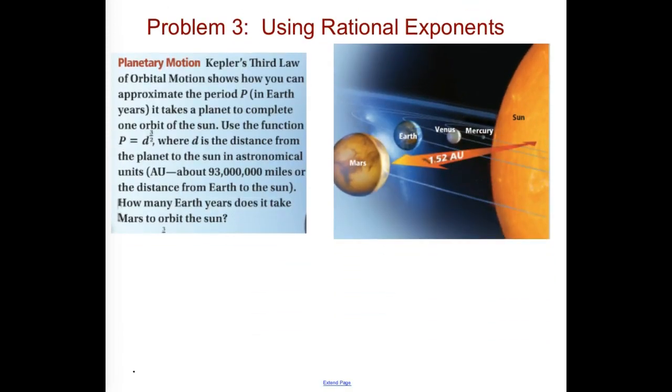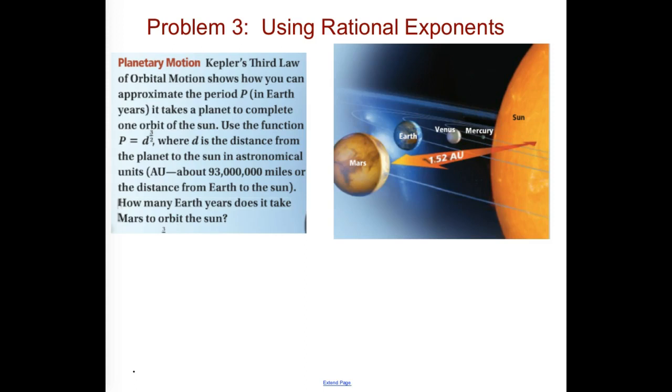Next question. It says, Kepler's third law of orbital motion shows how you can approximate the period p in Earth years that it takes a planet to complete 1 orbit around the sun. Use the function p equals d to the 3 halves. I know that's blurry on your paper, so rewrite it. P equals d to the 3 halves, where d is the distance from the planet to the sun in astronomical units. An astronomical unit is about 93 million miles, or relatively the distance from the Earth to the sun. How many Earth years does it take Mars to orbit the sun if Mars is 1.52 astronomical units from the sun?